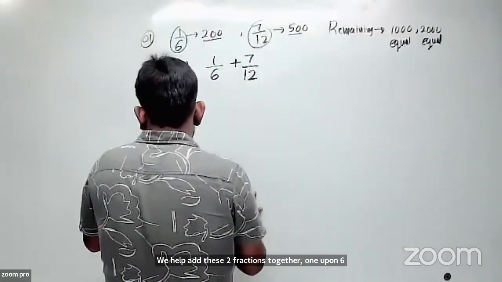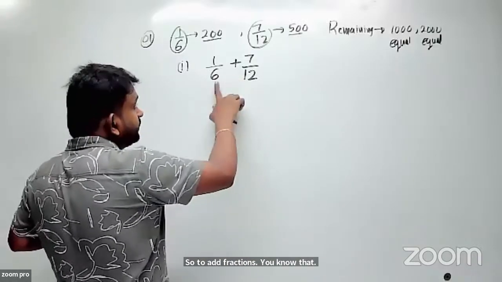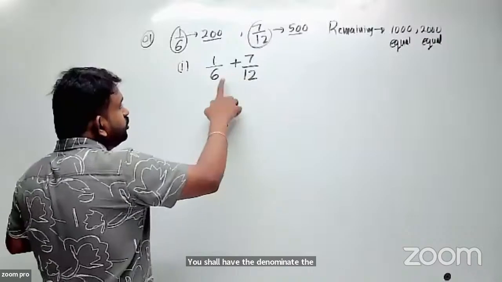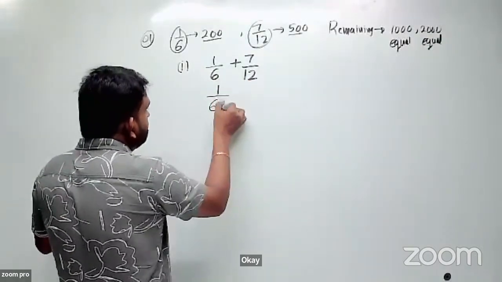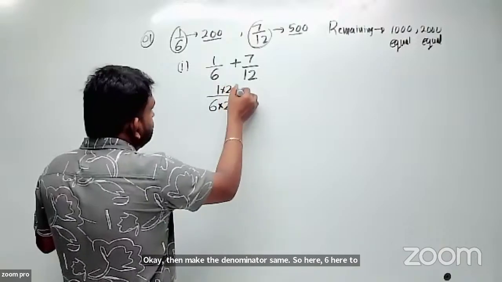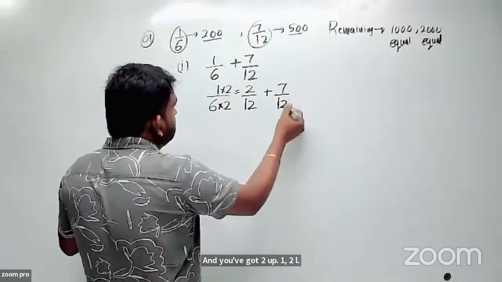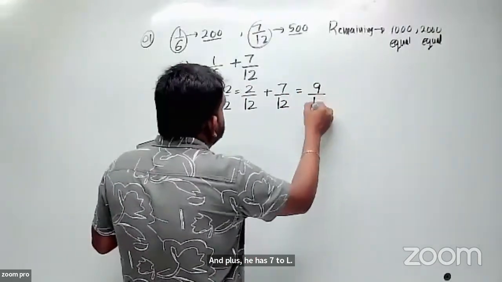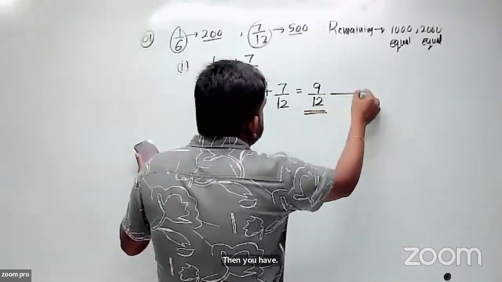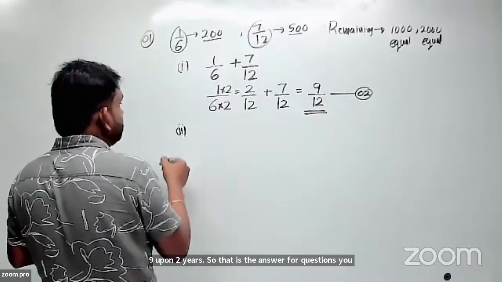To add fractions, you know that you must have the same denominator. Okay, then make the denominator the same. So here 6, here 12. Make 6 into 12 by multiplying by 2. Then you get 2 upon 12 plus 7 upon 12. Then you have 9 upon 12. So that is the answer for the first question. You have 2 marks. Okay, then we move to part 2.